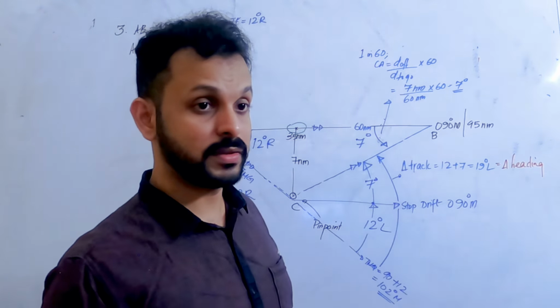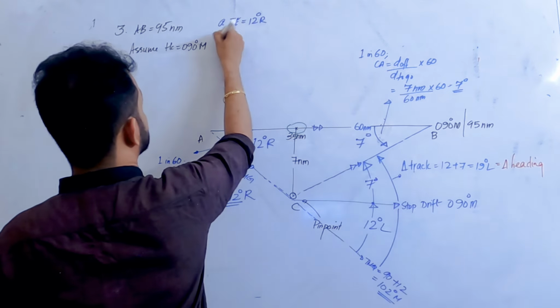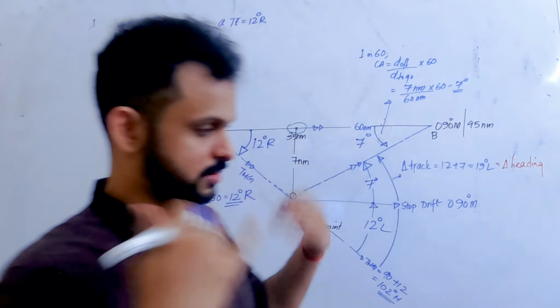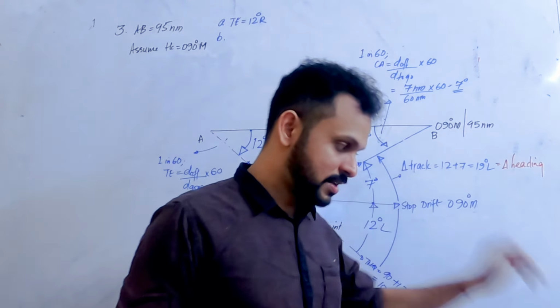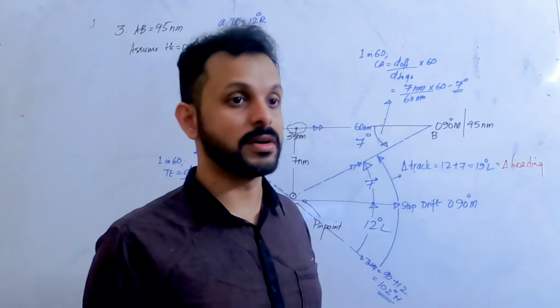So what is the answer to the second question? It is 83 degrees magnetic. Yeah, so that's it. Look at the board. What is the question asking you? It's asking you to find out the alteration of the heading required.